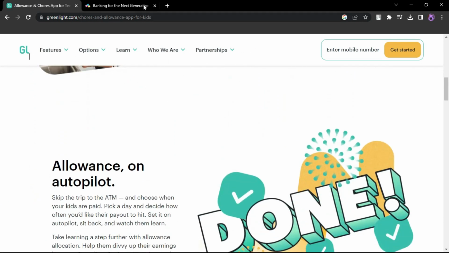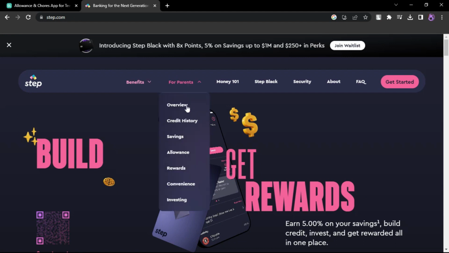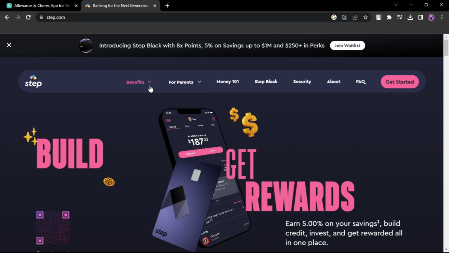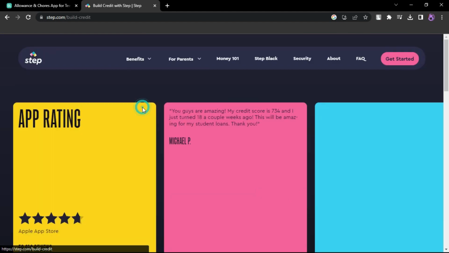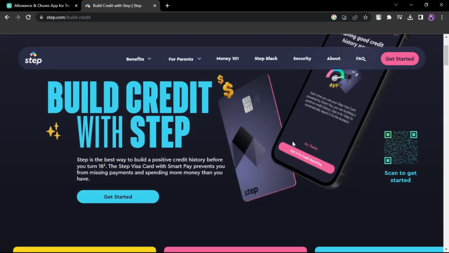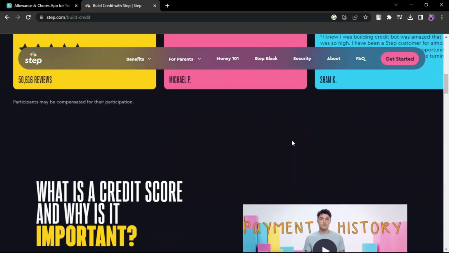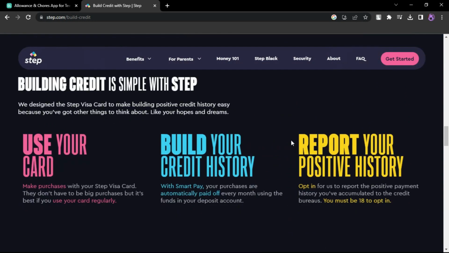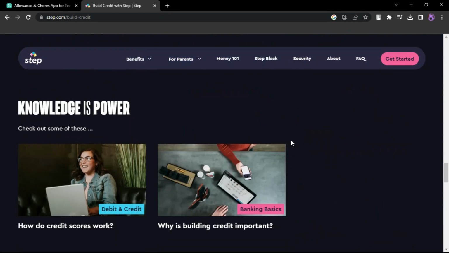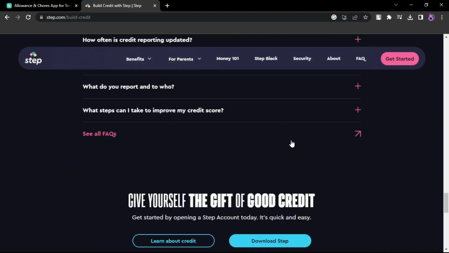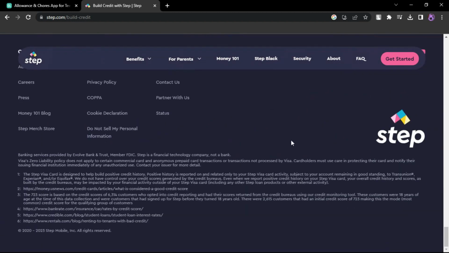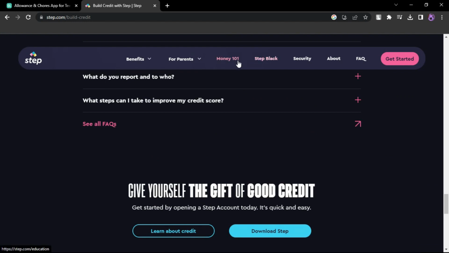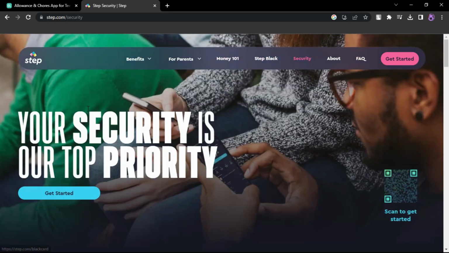Step Card. Benefits and features of Step Card. Step allows teenagers to establish credit and improve their credit scores, which can be valuable for future financial endeavors like student loans or car loans. Free FDIC-insured bank account. Step provides teens with a free FDIC-insured bank account and a Visa card. Teens can send and receive money instantly, offering convenience for managing their finances.